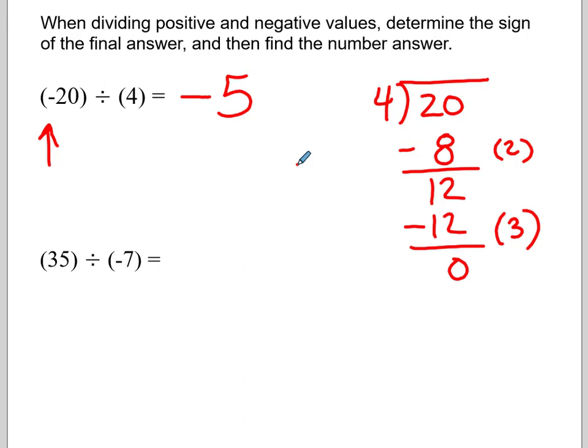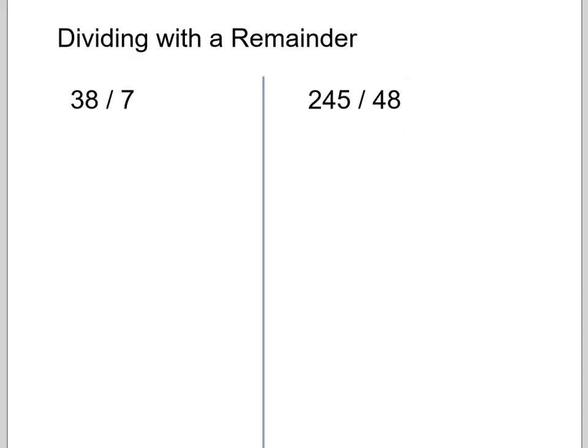So now 35 divided by negative 7. Again, if I count, there's one negative sign, so I expect my answer to be negative. And if my multiplication facts are good, 35 divided by 7 is just 5. Cool.